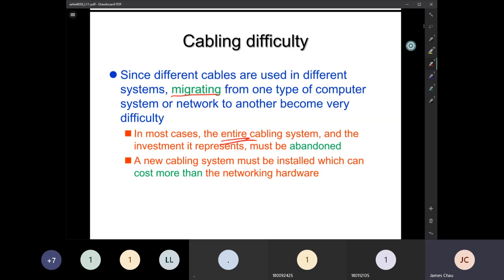Therefore, sometimes when we calculate the cost of replacing the system, together with the cost of the network, we found that they are very expensive. Okay, because we are also required to replace the cable in our systems. Okay.